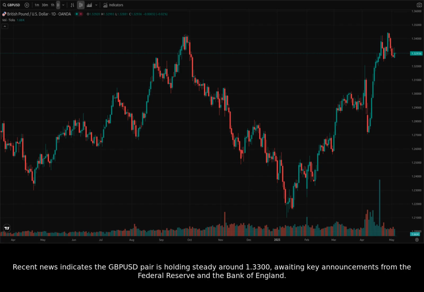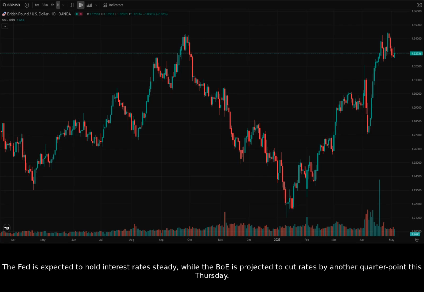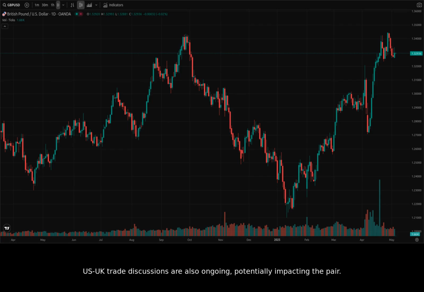Recent news indicates the GBPUSD pair is holding steady around 1.3300, awaiting key announcements from the Federal Reserve and the Bank of England. The Fed is expected to hold interest rates steady, while the BOE is projected to cut rates by another quarter point this Thursday. US-UK trade discussions are also ongoing, potentially impacting the pair. Let's see how these fundamental factors align with what our charts are telling us.